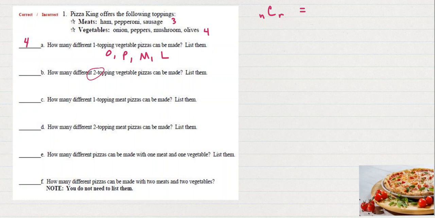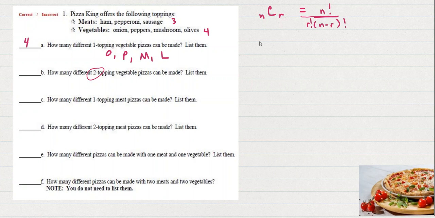The formula for a combination of n items selected r at a time is n factorial divided by n minus r factorial times r factorial. There's our formula. But this one could also be done with just the fundamental counting.